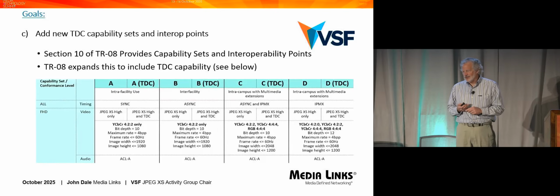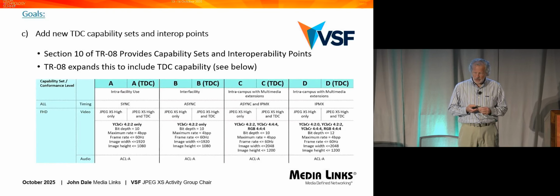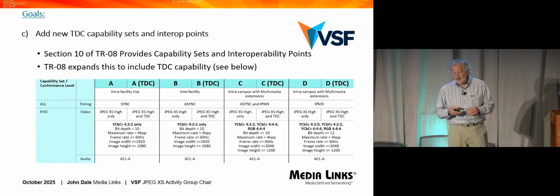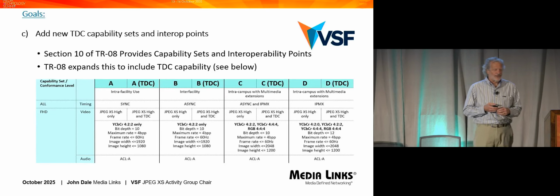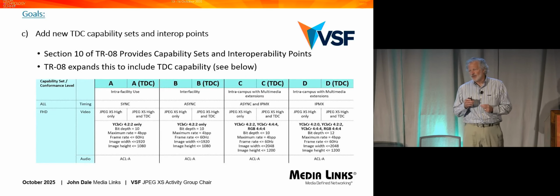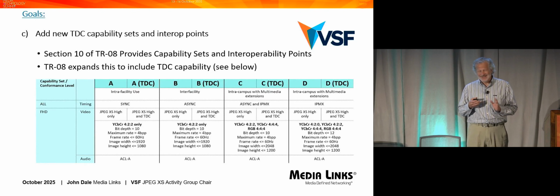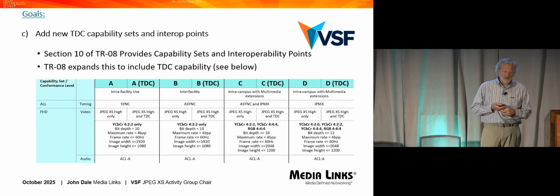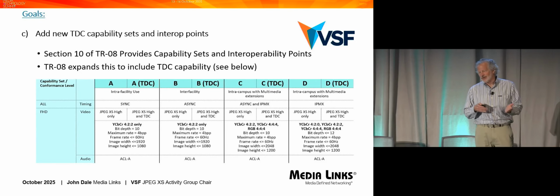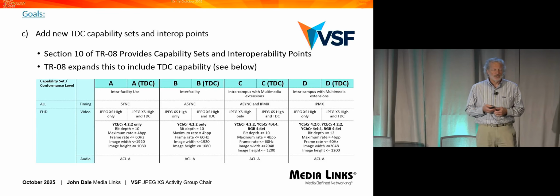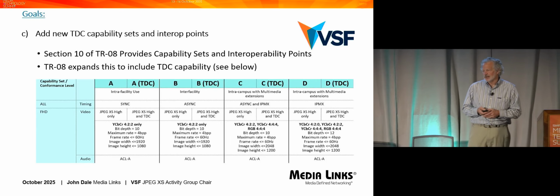New capability sets and interop points. So in both TRs, the TR covers a broad range of formats and frame rates. What we have in the document is a table that shows the various capability sets and interop points. We've added to each one of those a TDC set, so that you can build an implementation that doesn't support TDC, or you can build an implementation that supports TDC. They'll both be compliant to the recommendation.